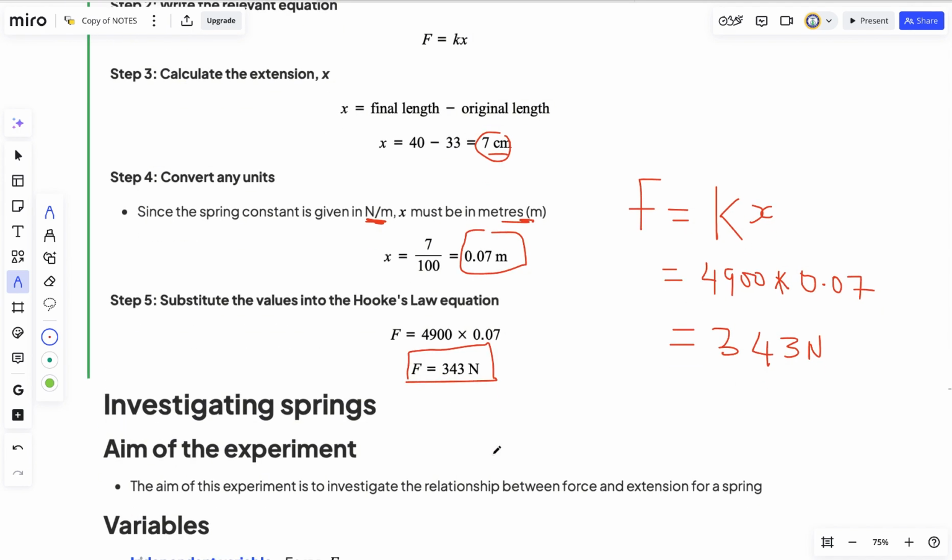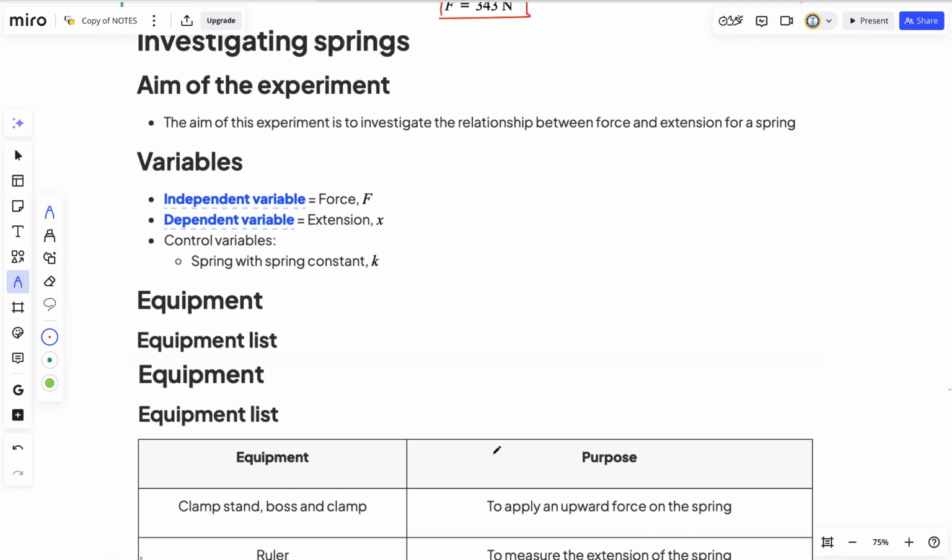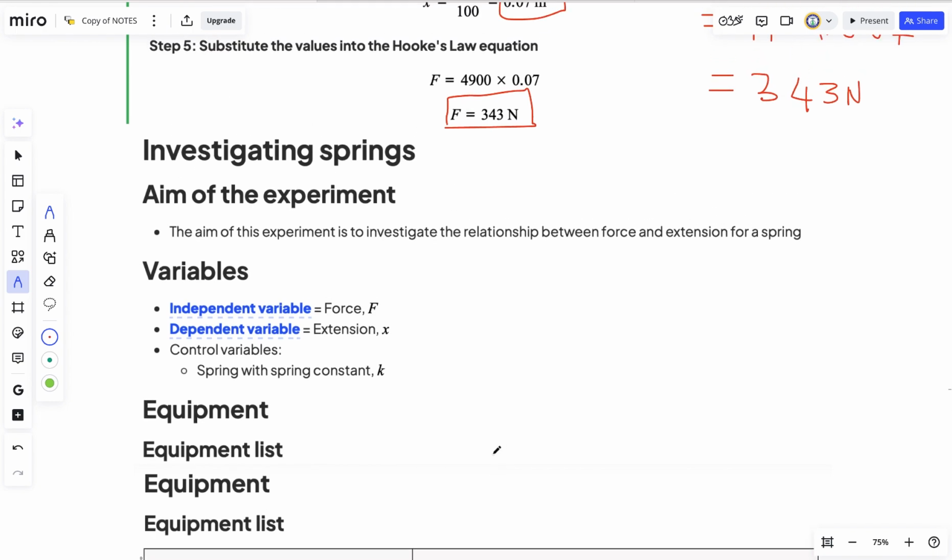Is that okay? Now let's go to an experiment. This is for paper 6 now. We finished what can be asked in paper 2 and what can be asked in paper 4. Now let's go to what can be asked in paper 6. You know, physics is in 3 papers. You have to do paper 2, multiple choice, paper 4, structured theory questions, and paper 6, alternative to practical questions. Now let's go to how they can ask a question here in paper 6.